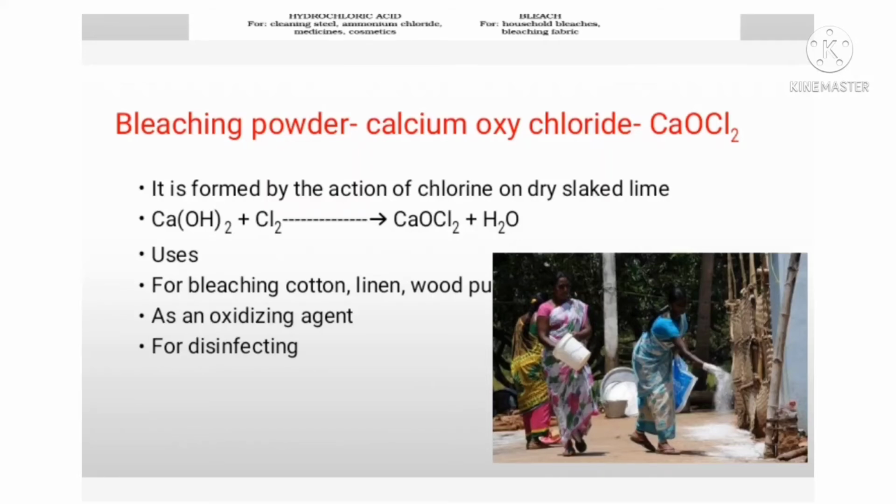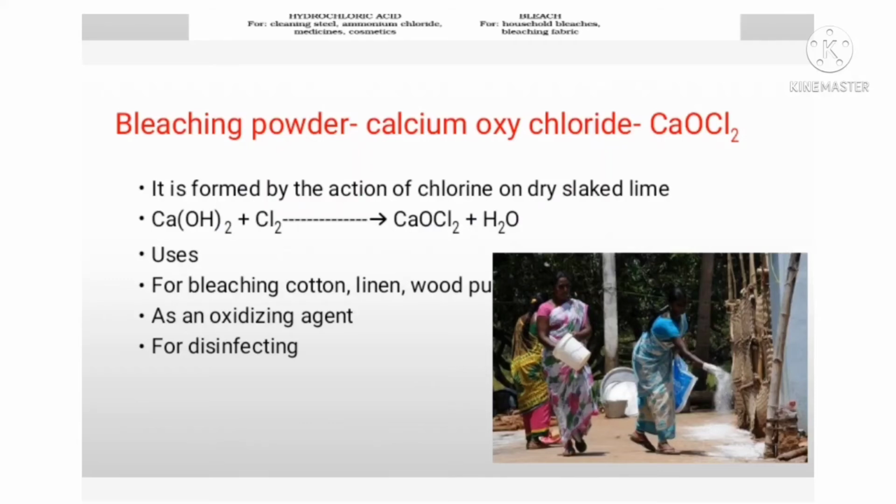Bleaching powder can be prepared by passing chlorine gas over dry slaked lime. What is the chemical formula of slaked lime? It is calcium hydroxide. When chlorine gas is passed over calcium hydroxide, we get calcium oxychloride and water as products.